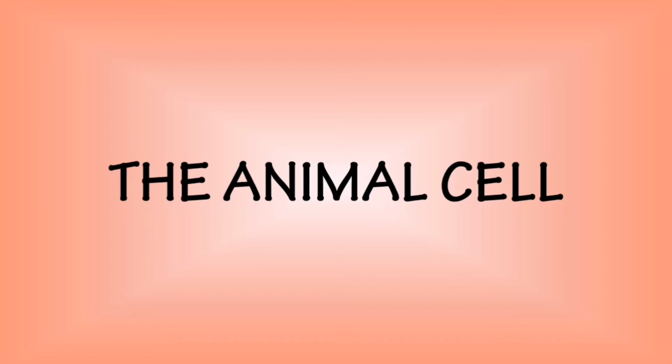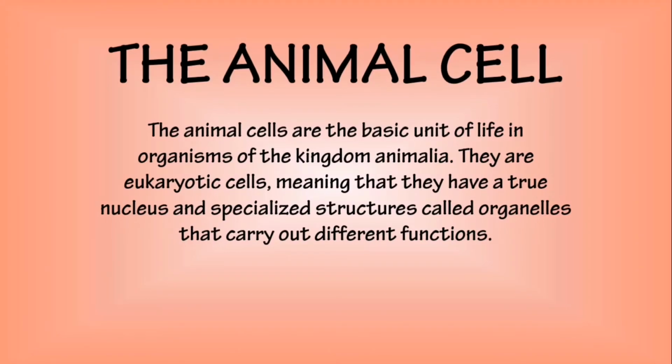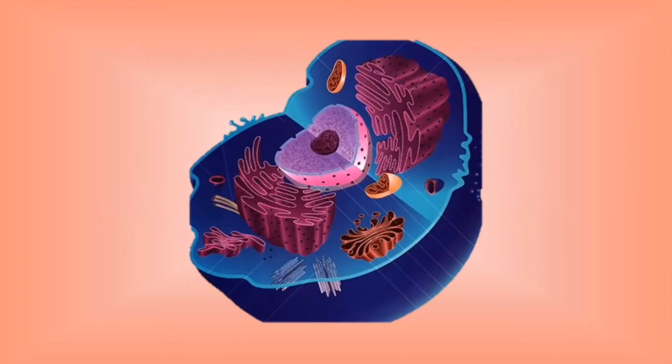Animal cells are the basic unit of life in organisms of the kingdom Animalia. They are eukaryotic cells, meaning that they have a true nucleus and specialized structures called organelles that carry out different functions. These are the parts and functions of the animal cell.